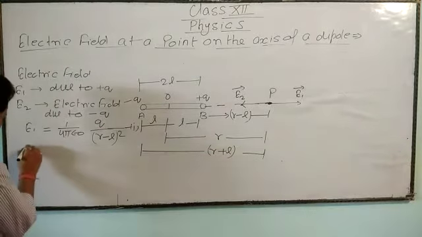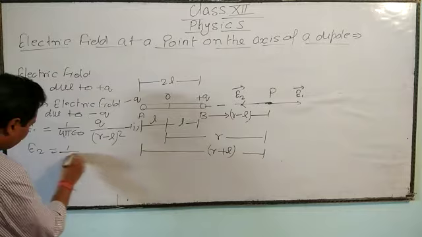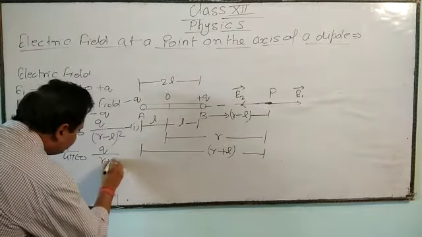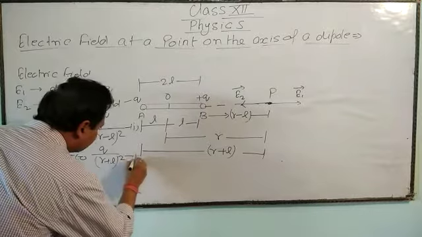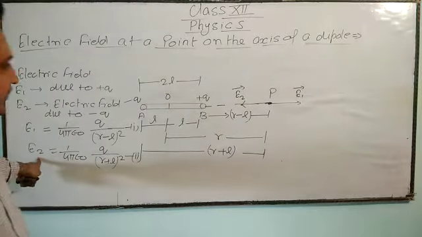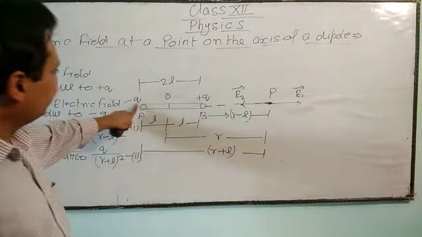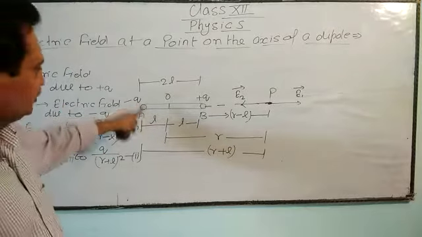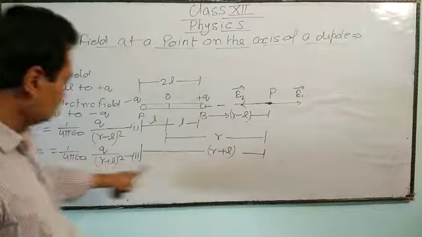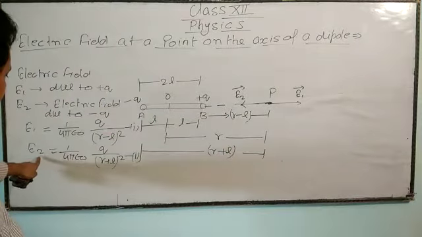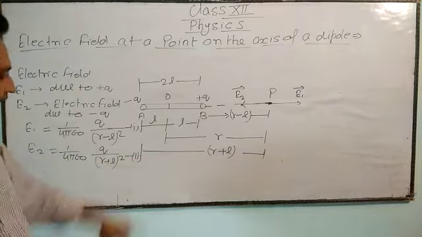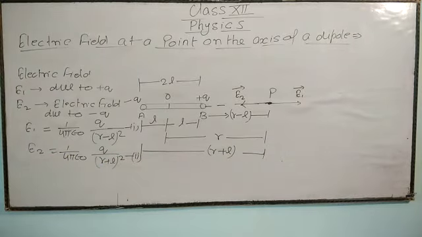Similarly, E2 is equal to 1 upon 4 pi epsilon naught, Q upon R plus L the whole square. This is the second equation, because E2 is the electric field due to the negative charge Q. The distance between A and P is R plus L, so we use the formula E2 is equal to 1 upon 4 pi epsilon naught, Q upon R plus L the whole square.